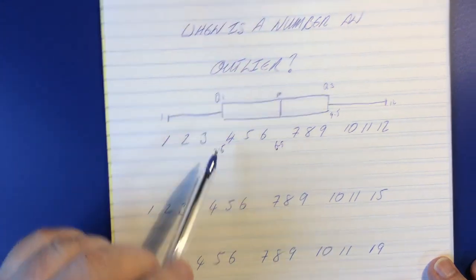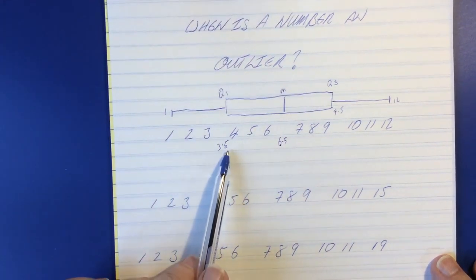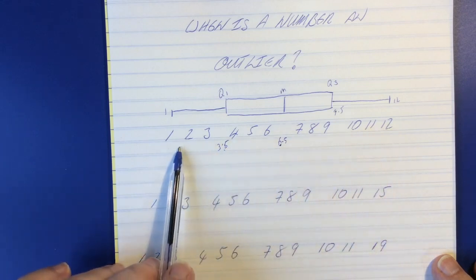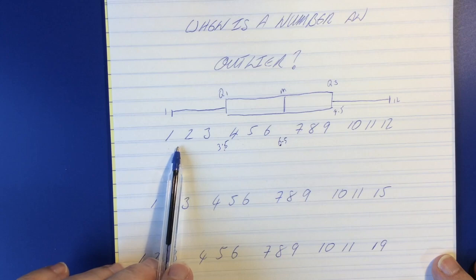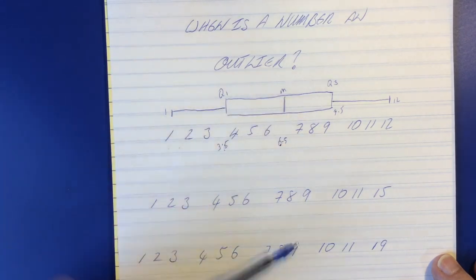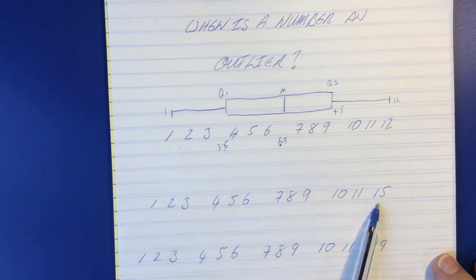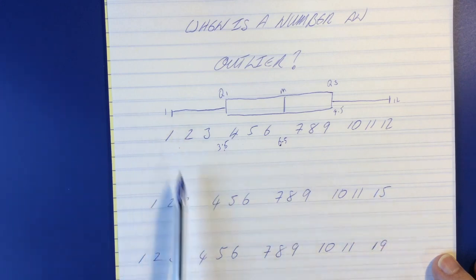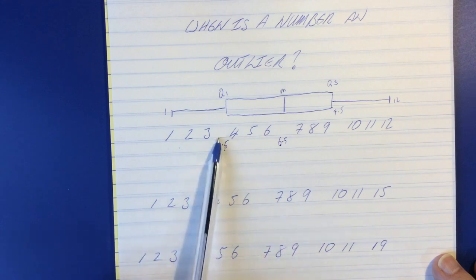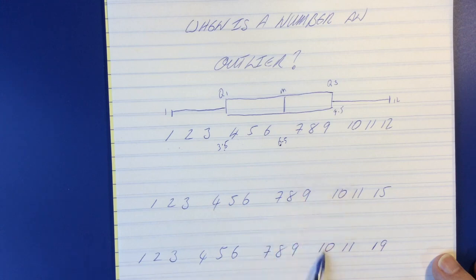Okay, so it's fairly obvious, I hope, that there are no outliers here. Now, the only thing that changes with these other box plots is the maximum number. Everything else is the same. So the minimum is 1, Q1, the median, Q3, they're all the same. So what we're concerned with is these numbers here.